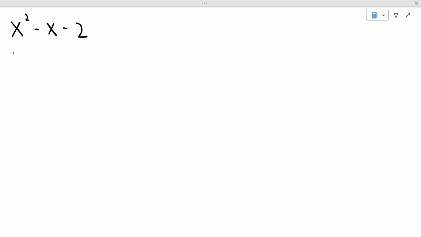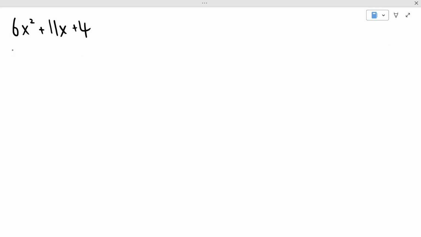In this next example, we need to find two integers that multiply to the constant -2 and add to the coefficient in front of the x term, which is -1. The possible numbers that multiply to -2 are 1 and -2, and -1 and 2. We can see that 1 plus -2 is equal to -1. So the two numbers we need to choose are 1 and -2. So this means the answer is x plus 1 times x minus 2.